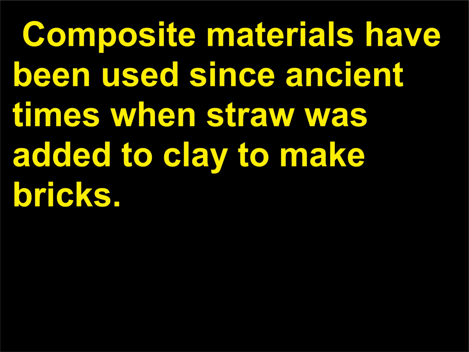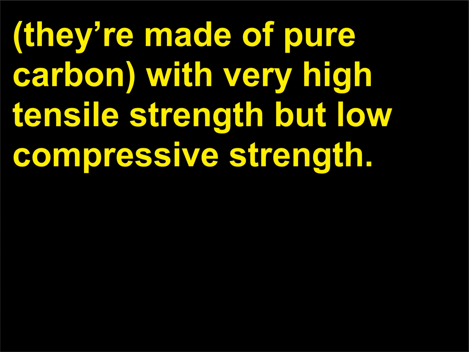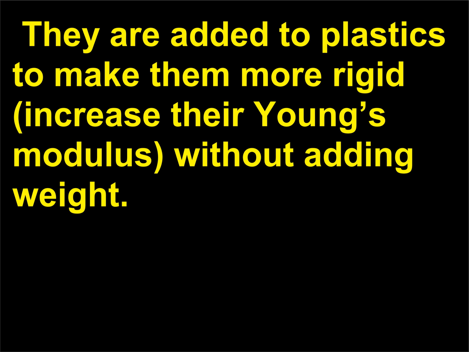Composite materials have been used since ancient times when straw was added to clay to make bricks. The most recent composite materials use carbon fibers, less than 0.01 mm in diameter, that are light in weight. They're made of pure carbon, with very high tensile strength but low compressive strength. They are added to plastics to make them more rigid, increase their Young's modulus, without adding weight.